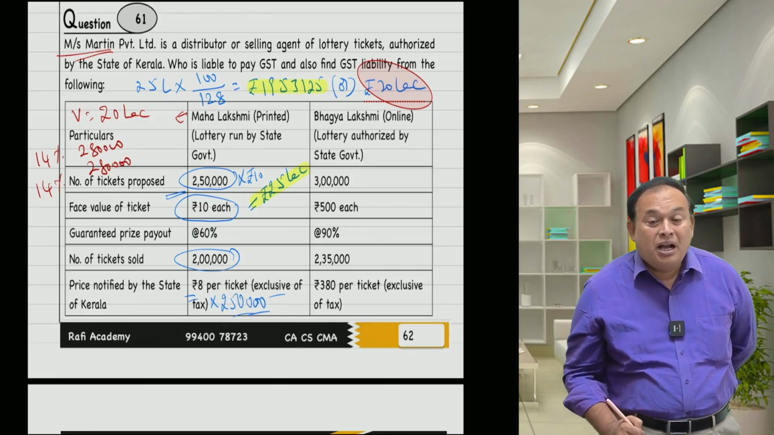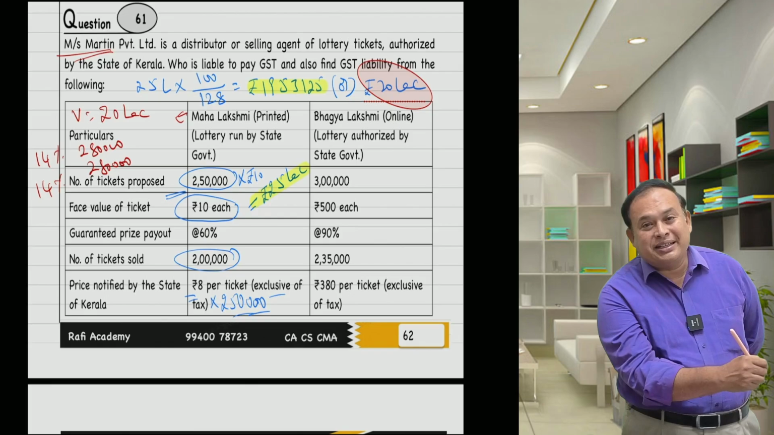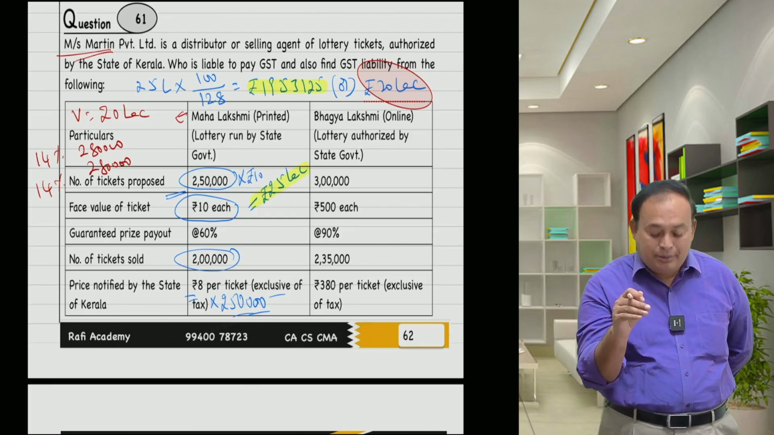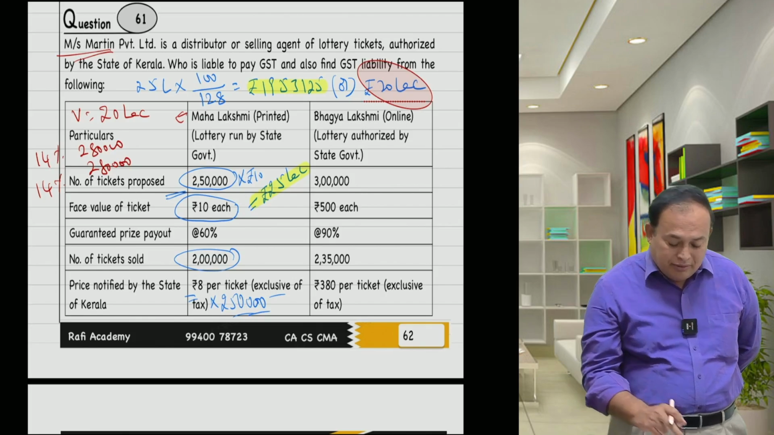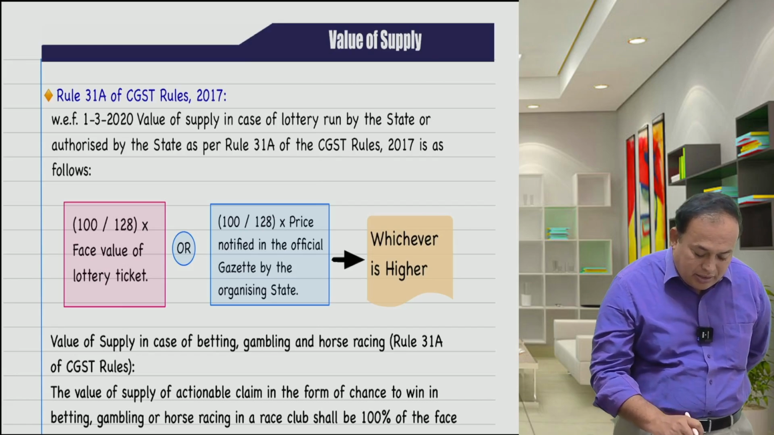Lottery is separate. Online money gaming is different again. Horse racing is different. Specified actionable claims, which you are aware of, no? Specified actionable claims. Yes or no?